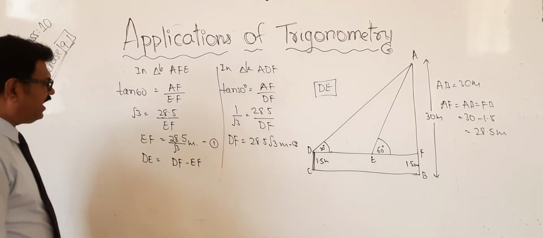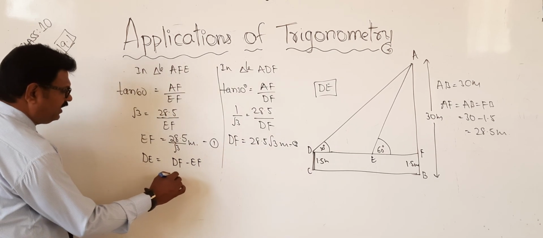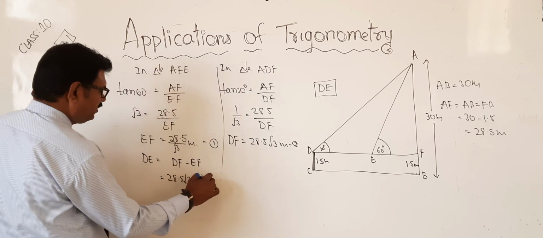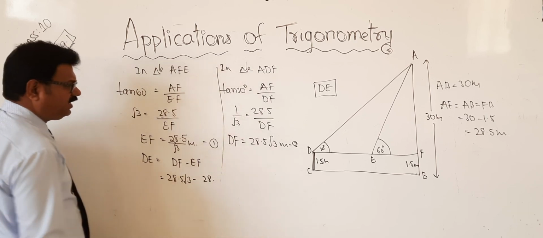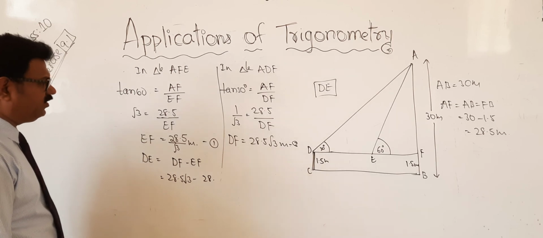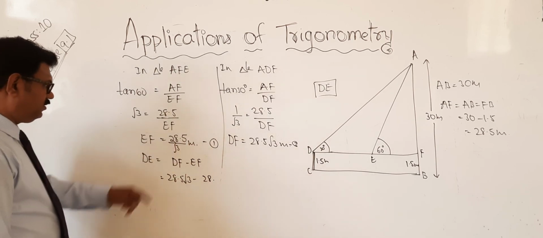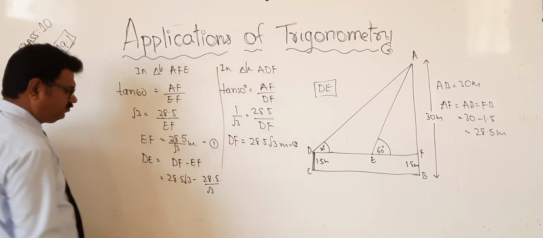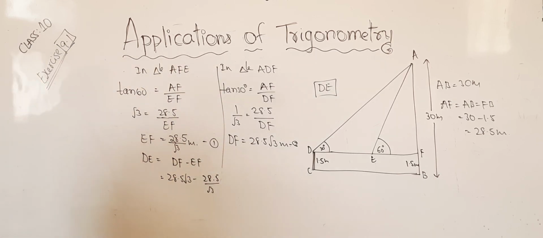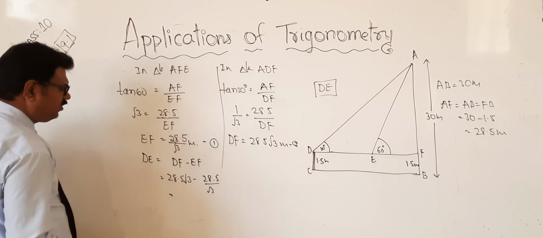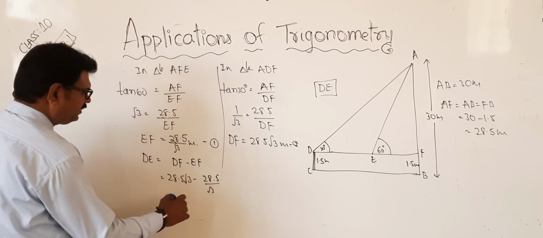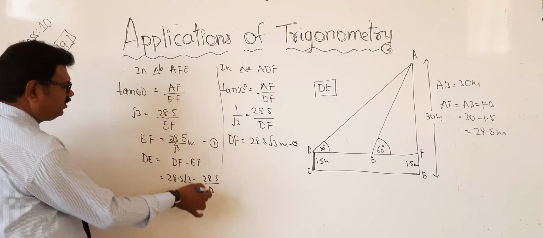How much DF do we have? 28.5 (√3 − 1) by √3. Okay? Yes. Next, what is remaining here? Tell me what is remaining. Otherwise, you can do it.